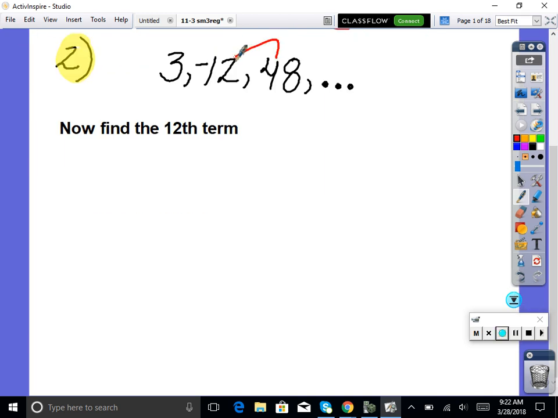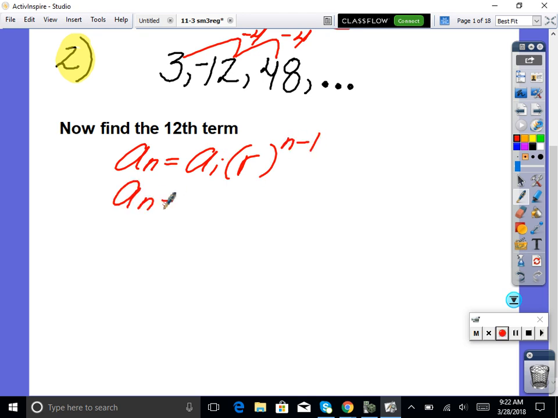Now right here you have to notice there's not a common difference. However, there's a common ratio. If we divide this by this, we get -4. This by this, we get -4. So then you would say, to find any term in the sequence for a geometric, once again, you have to have it memorized, a sub 1 times r raised to the n minus 1. So a sub n is equal to a sub 1 is 3. Our r needs to be in parentheses, -4 raised to the n minus 1.